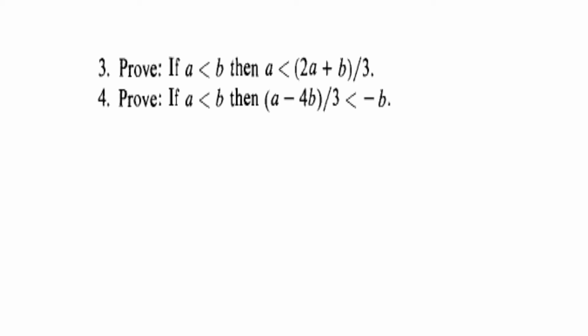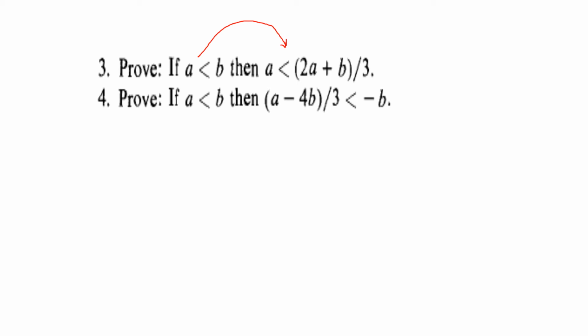Prove that if A is less than B, then A is less than (2A plus B) divided by 3. And similarly, if A is less than B, then prove that (A minus 4B) divided by 3 is less than A.